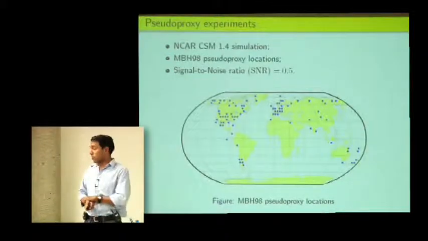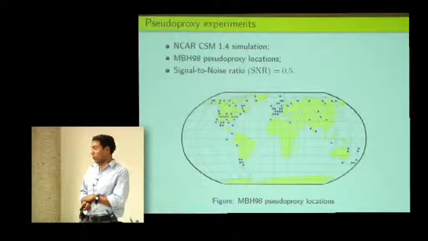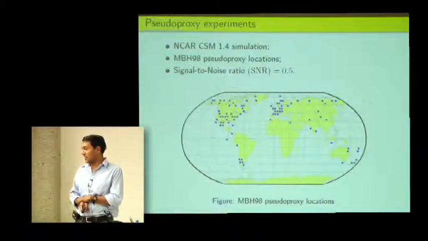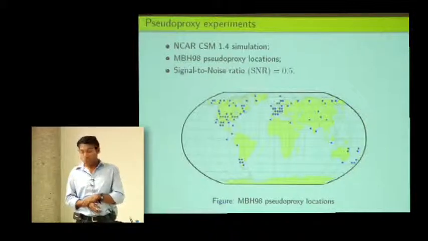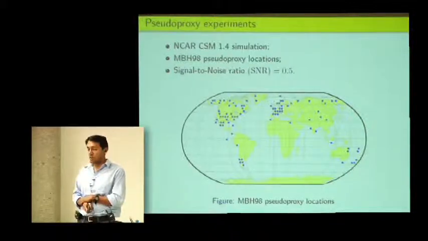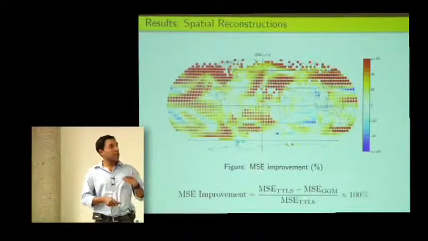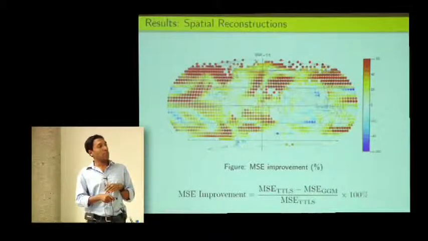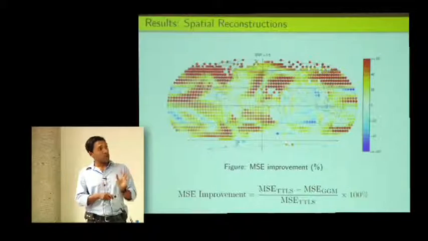But now let's go back to the real problem. How does my sparse covariance modeling work? I mean, is it good? Does it give better results? We go back to our pseudo-proxy experiment setup and try to compare it to truncated total least squares. This picture looks at the improvement in mean square error between truncated total least squares and our Gaussian graphical model. And we plotted it spatially.